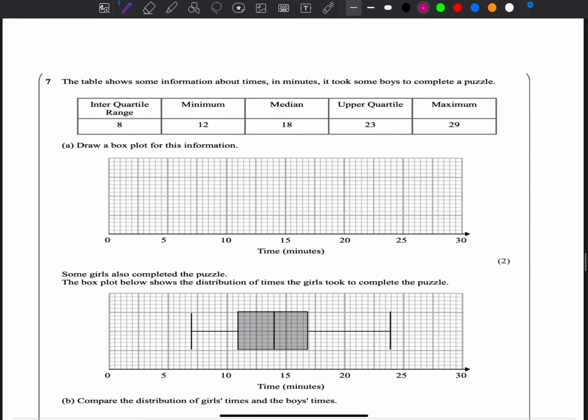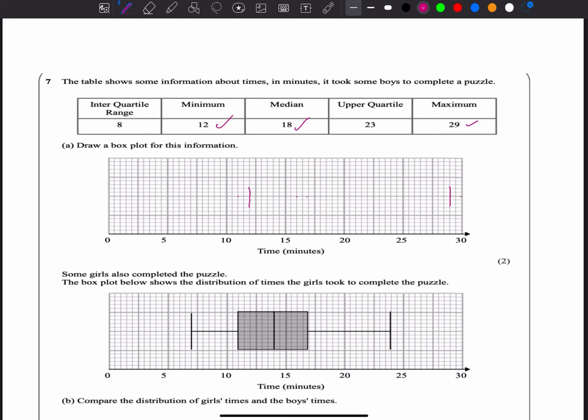Okay, next one. So you have the minimum, which is 12, but these actually go up every 2 boxes by 1. Okay, 12. So 10 is here, 11, 12 is here. The maximum is 29. I can do that. That's 30, so 29 is here, 2 boxes before that. The median is 18. I can do that. 15, 16, 17, 18.